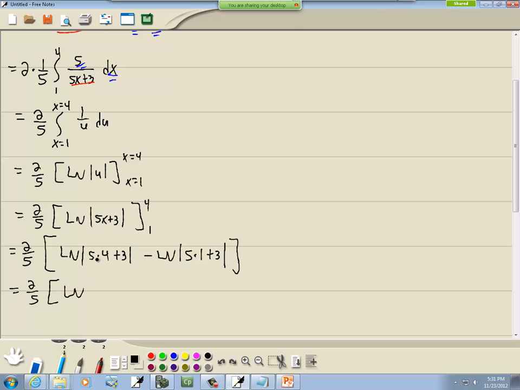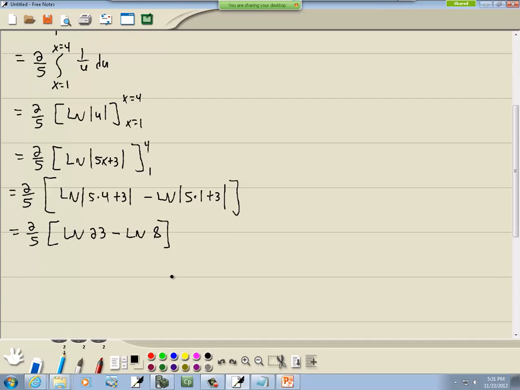So this is 5 times 4 is 20 plus 3 is 23. And that's positive, so I can drop the absolute value bars. Minus 5 times 1 is 5 plus 3 is 8. And again, that's positive, so I can drop the absolute value bars. And this is basically our answer.